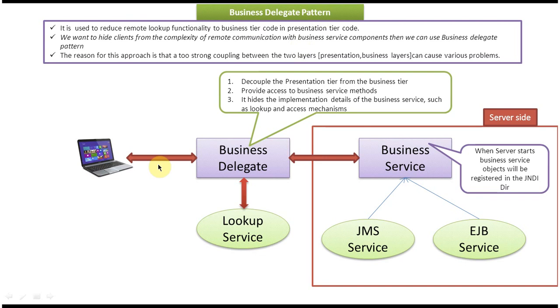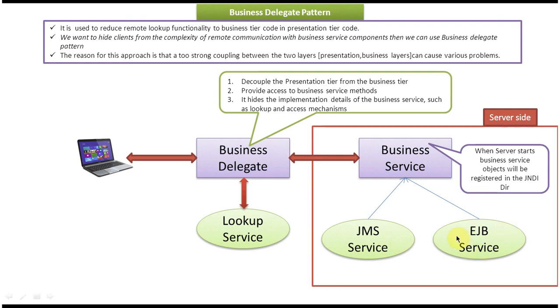The first one is the client, and the second one is the Business Delegate. The third component is the Business Service, and these Business Service objects reside on the server side. To explain this design pattern, I have taken two business services: one is a JMS service, another one is an EJB service.